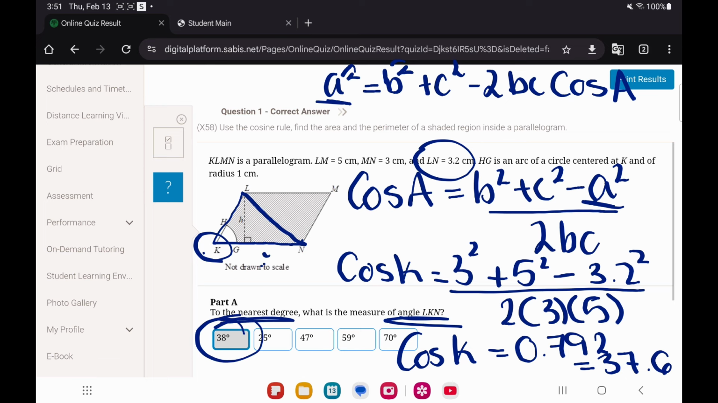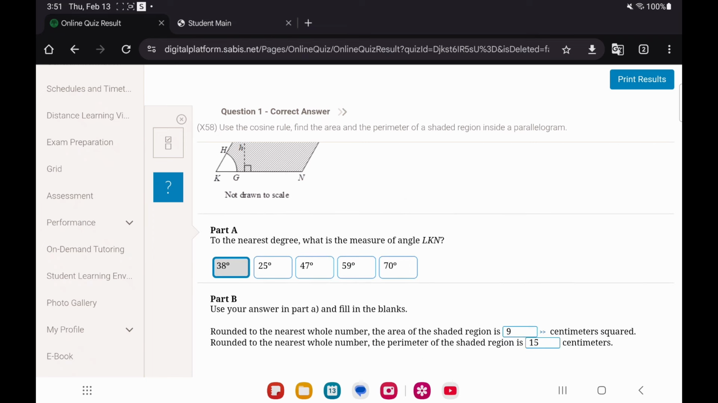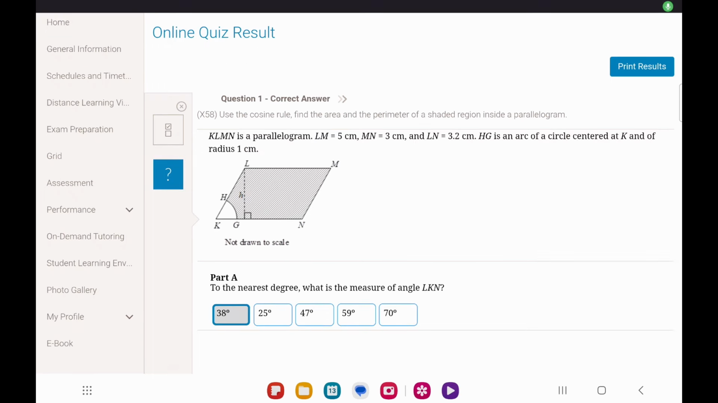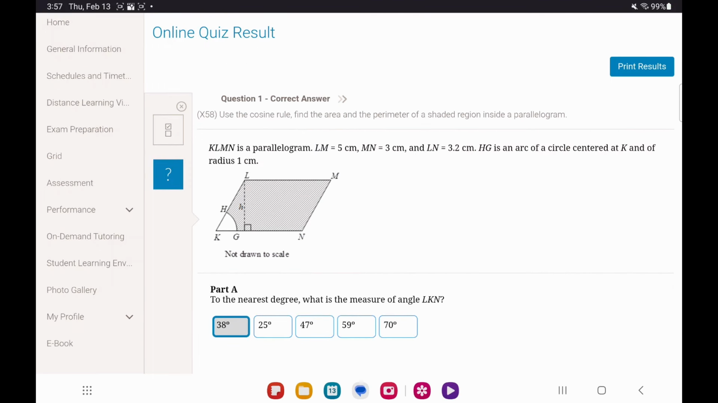Okay, that's the first part of this question. The second part, they're asking you to find the area of the shaded region in centimeters squared. Okay, so the area of a sector is this. So this is the area of the sector. But then they're asking for the area of the shaded region. Okay, so this area here.